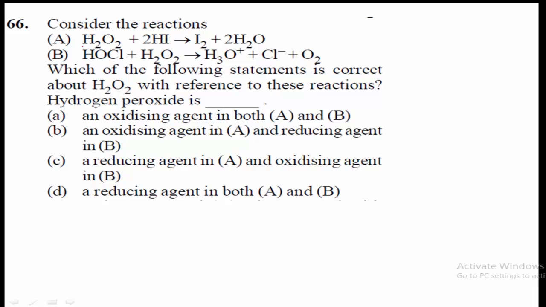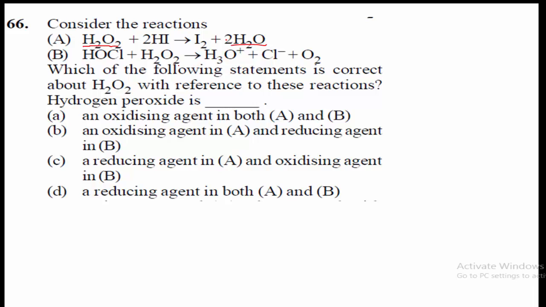When you observe the first reaction, H2O2, hydrogen peroxide, gets converted into H2O. That means it has lost oxygen, that means it has undergone reduction. That means it oxidizes the HI and reduces itself, and hence it will act as an oxidizing agent.